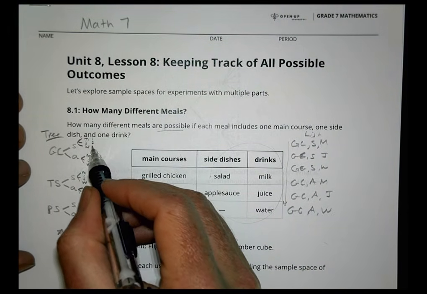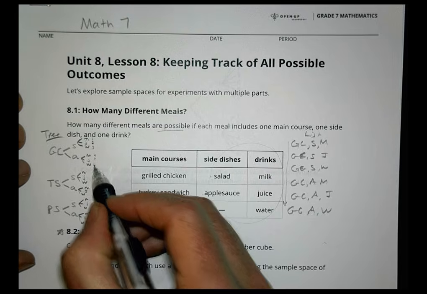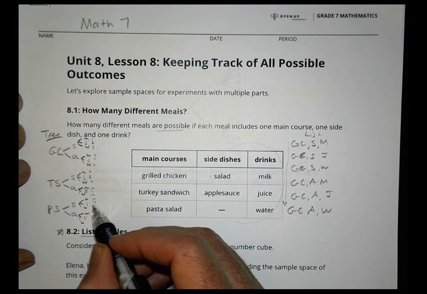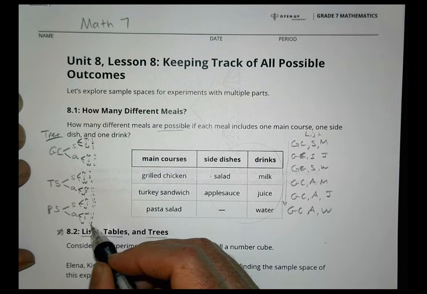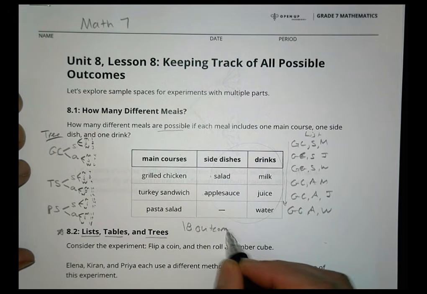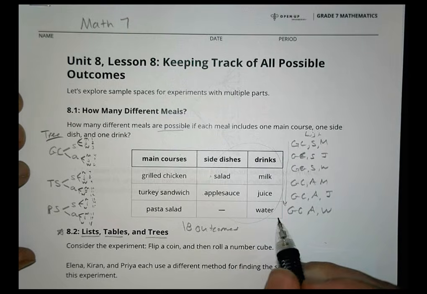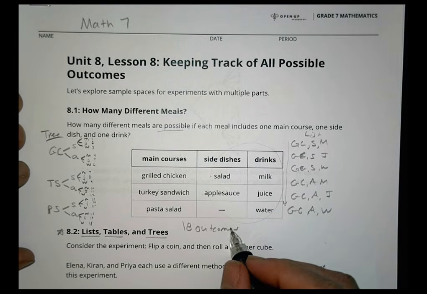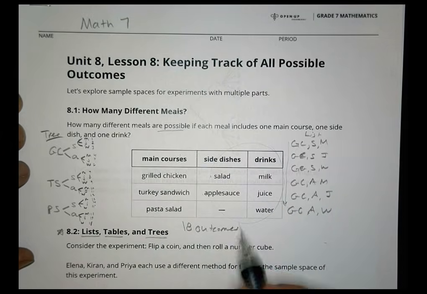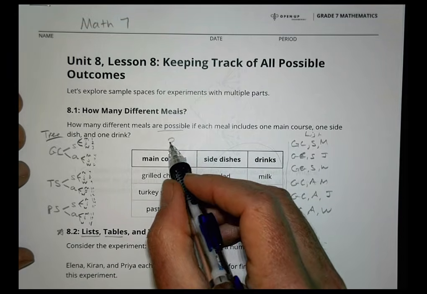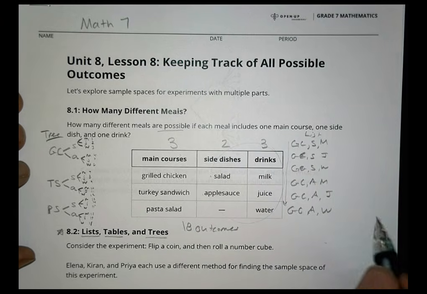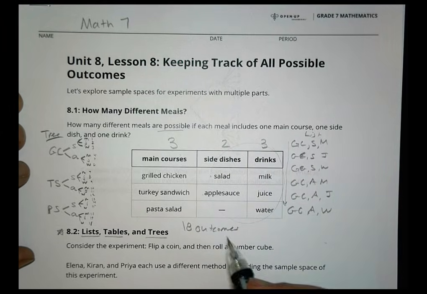We have 1, 2, 3, 4, 5, 6, 7, 8, 9, 10, 11, 12, 13, 14, 15, 16, 17, 18 different outcomes. We have 18 different outcomes that are possible with these options here, which is incredible. That's a lot of different varieties or combinations that could take place. And we see we have 18, which is a result of having 3 main courses, 2 side dishes, and 3 drinks. We end up with 18 outcomes.